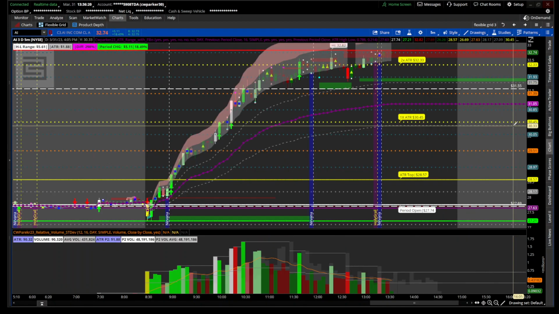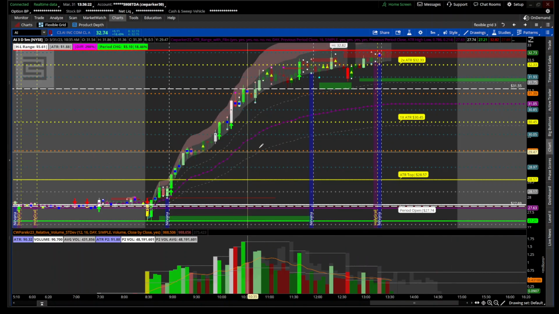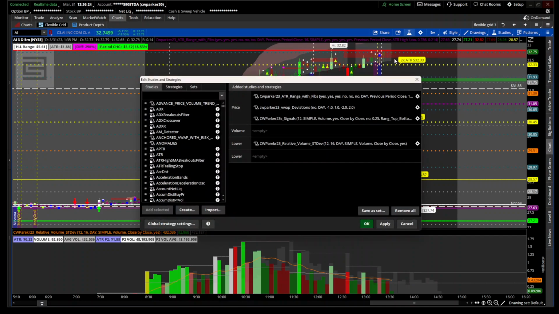I set this up to be a bundle. The indicators that you're seeing on the screen are the ATR range with Fibs, the VWAP deviations, my version of it, the signals indicator, and a relative volume indicator. But this one has ATR involved in it as well.